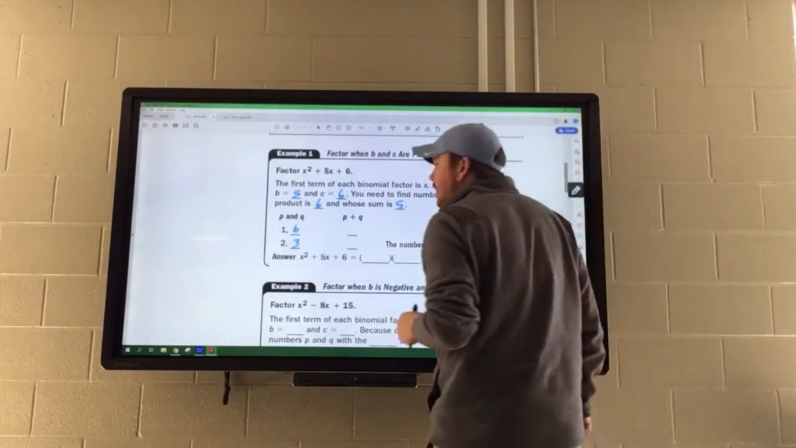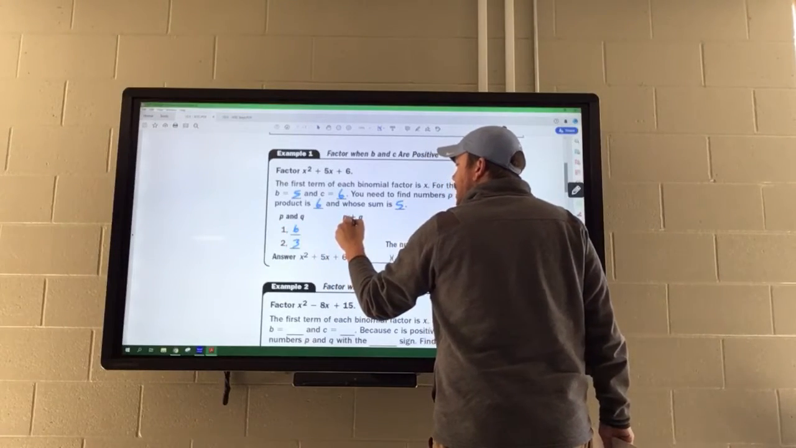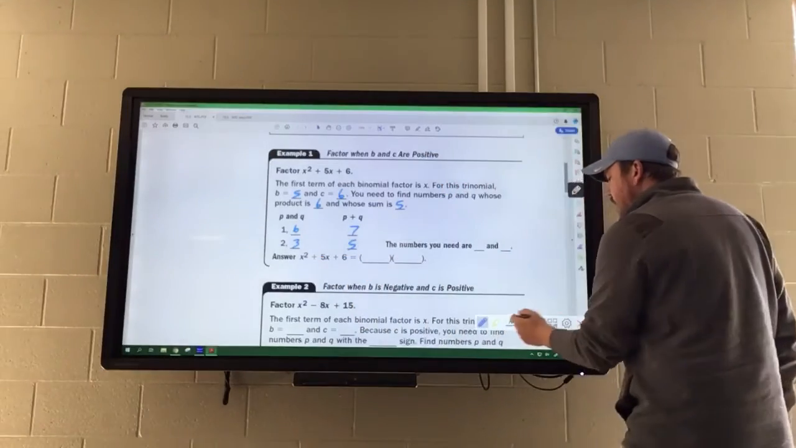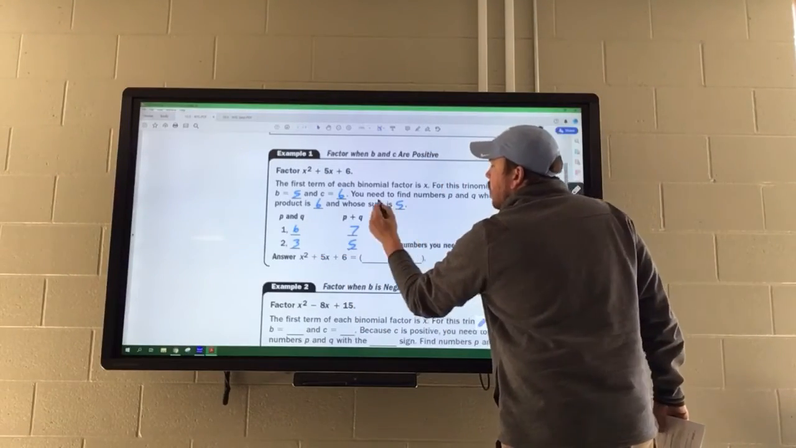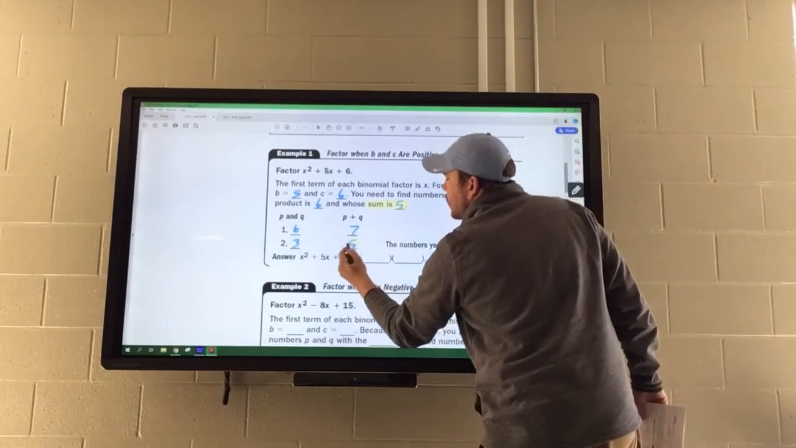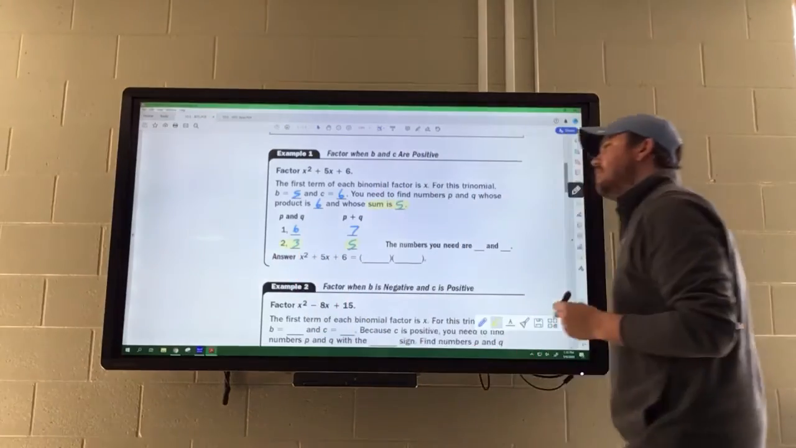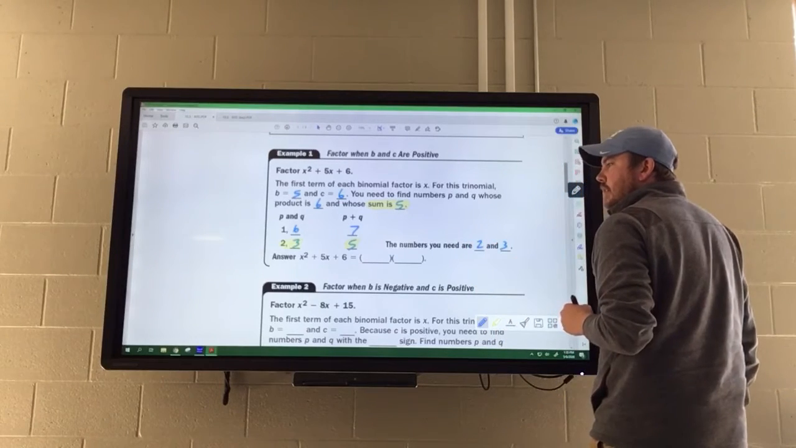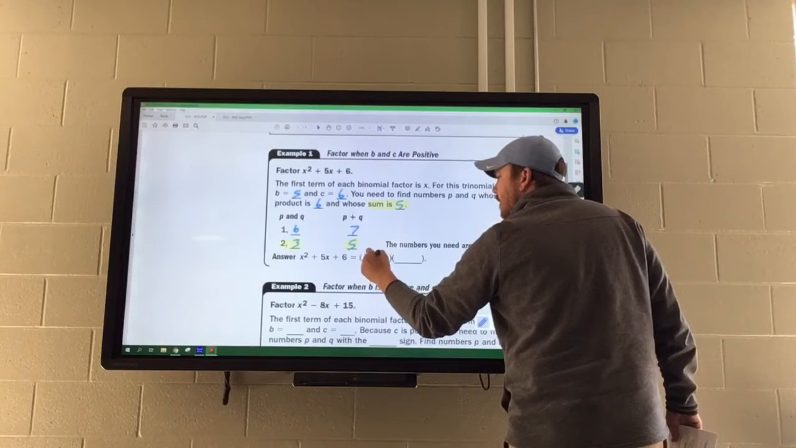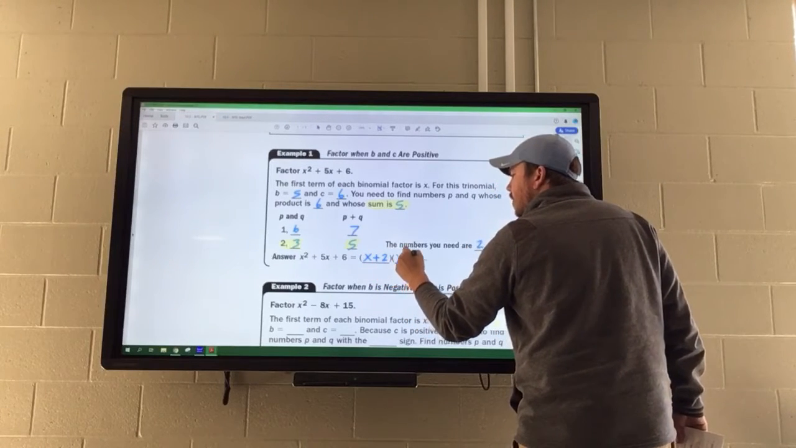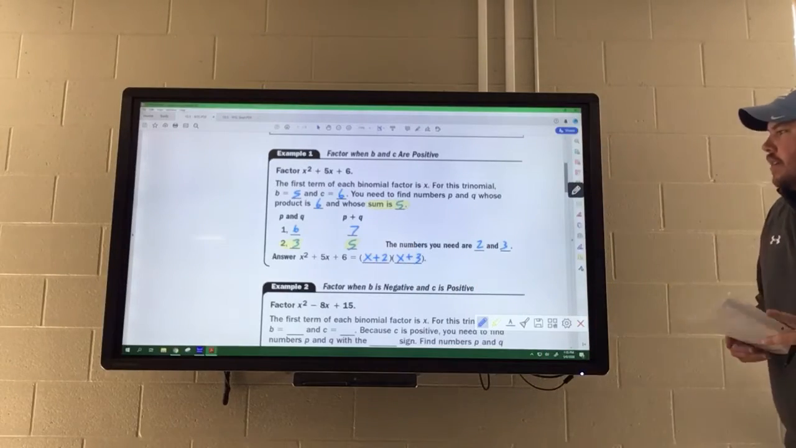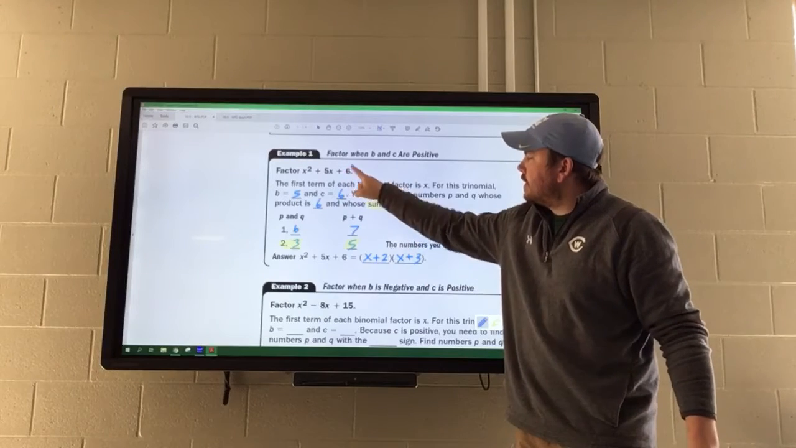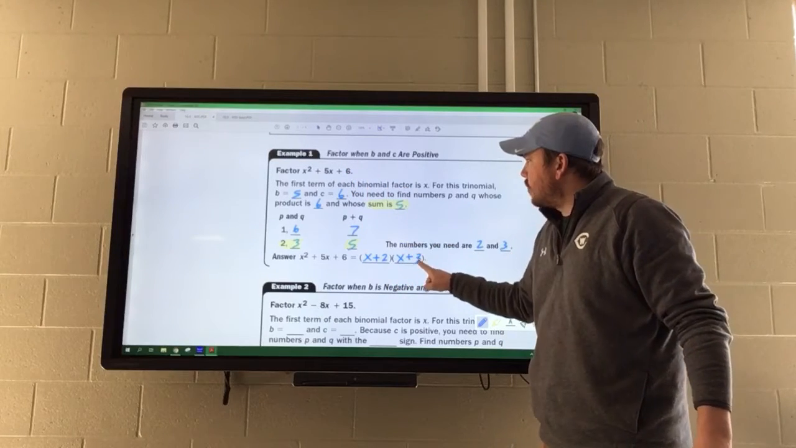If I add together those factors, let's see what I get. 1 plus 6 would equal 7 here, and 2 plus 3 would equal 5. Well, we needed one whose sum is 5 here, which you should see with 2 and 3. So, the numbers we need are 2 and 3. So my factors would be x plus 2 and x plus 3. And again, the reason this works is because 2 times 3 equals 6, and 2 plus 3 equals 5.